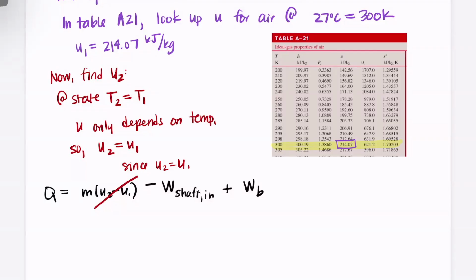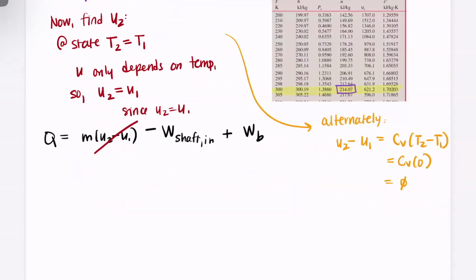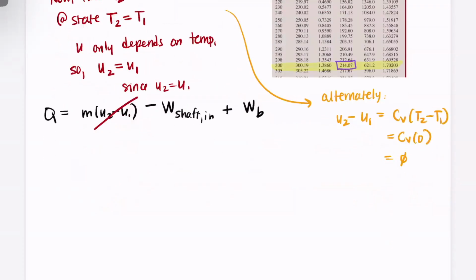Another way that we could have come to this same conclusion is the following. So alternately, we could have said, well, U2 minus U1 is equal to CV times T2 minus T1. And T2 minus T1 is 0, right? Same idea. Okay, so now we just need to figure out the boundary work.